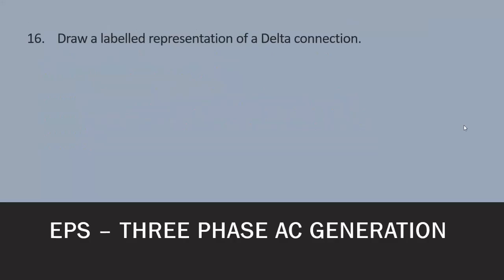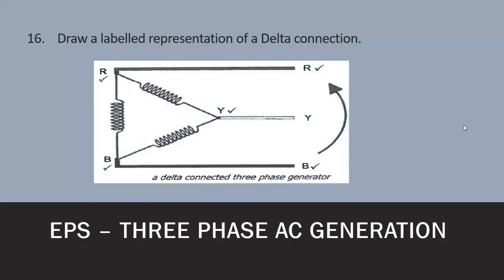Draw a labeled representation of a delta connection. So this is a diagrammatic representation. We also get something called a schematic representation. Schematic uses only lines, and this one, diagrammatic, uses the actual coils. So instead of just having lines, diagrammatic uses the coils, like this one.